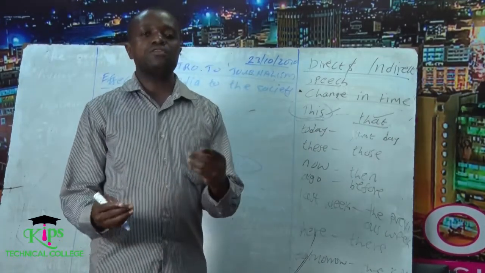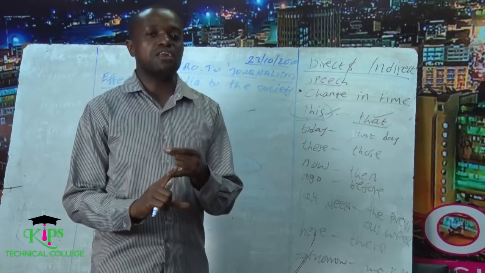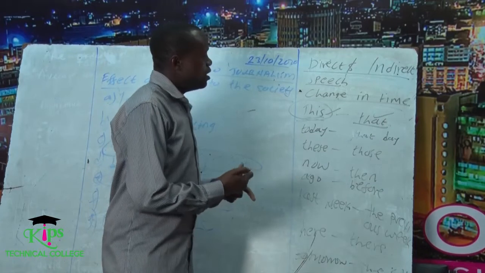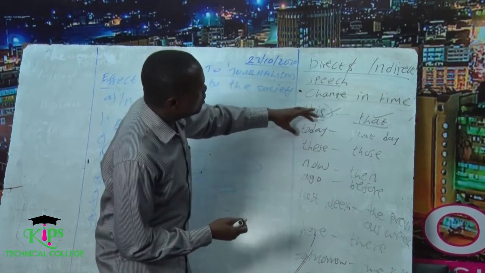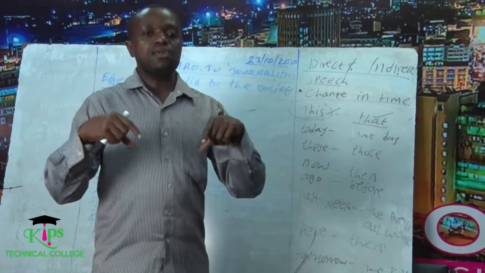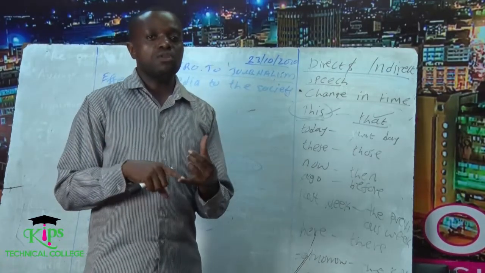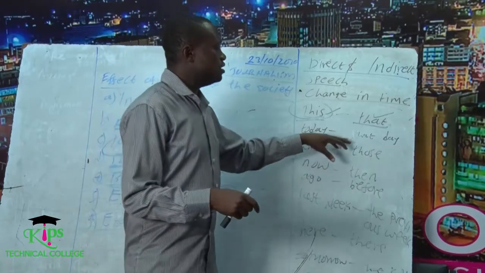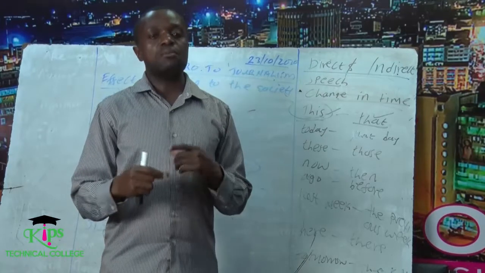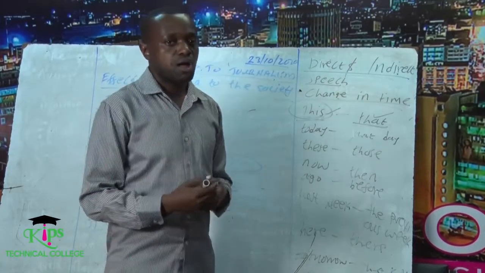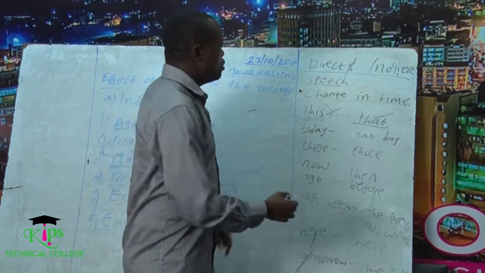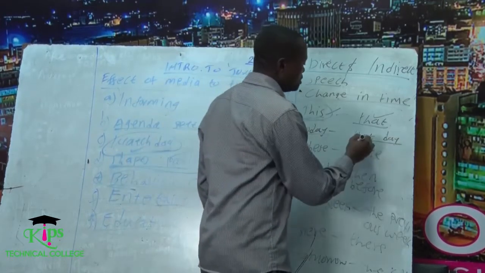Or else the word like today. Let's say you have a sentence that is written in direct speech and they're using the word today. We can construct a sentence, for example, today is my birthday, Halima said. So today is going to change to that day, and it's going to be: Halima said that day was her birthday. So today changes to that day.